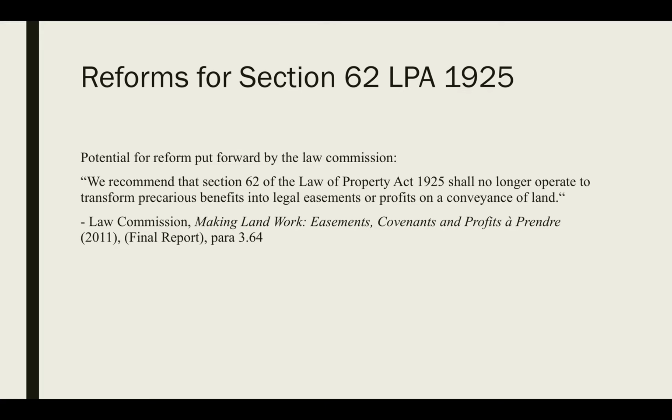A reform in this area was put forward by the Law Commission, for which they provide that we recommend that Section 62 of the Law of Property Act 1925 shall no longer operate to transform precarious benefits into legal easements or profits on a conveyance of land. So what this means is that Section 62 will no longer make precarious benefits such as licences into easements. They will just merely carry over existing easements and keep the precarious benefits as they were before the conveyance.